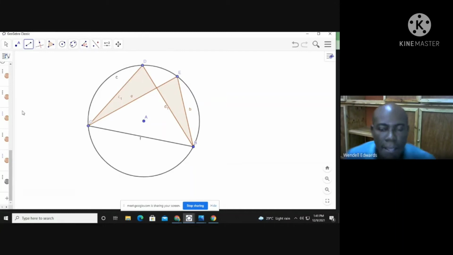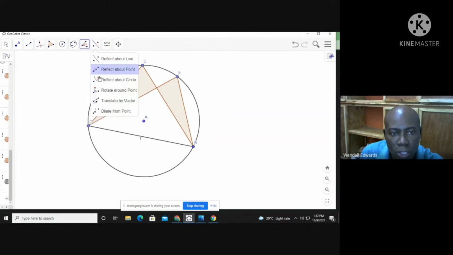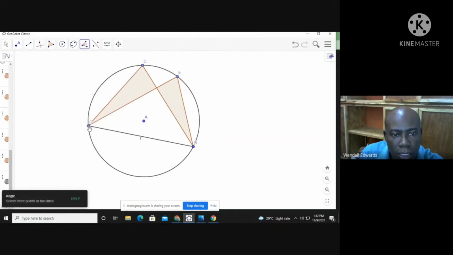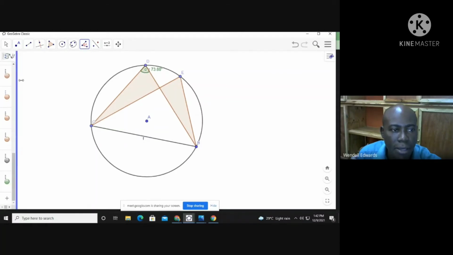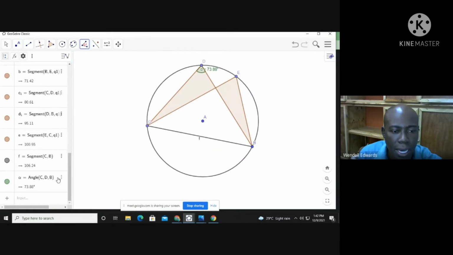So let us just put on the values so that you could see what's going on. What we're looking at here is angles in the same segment. They're actually in the major segment of the circle. So let me put on the labels for them. Let's see. So we have an angle CDB that is 73.88. You're looking at it right here, right? 73.88. Here it is. Angle CDB right here, 73.88.